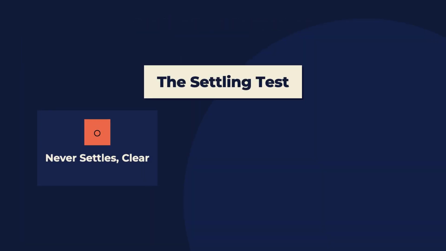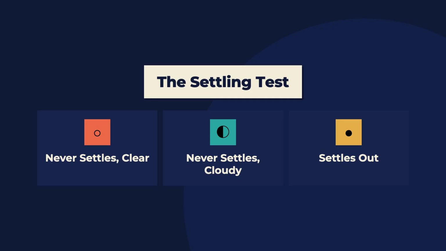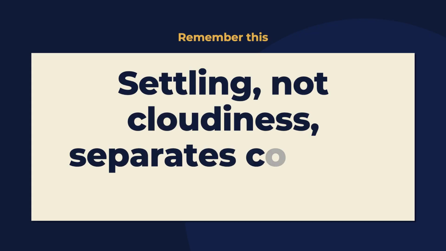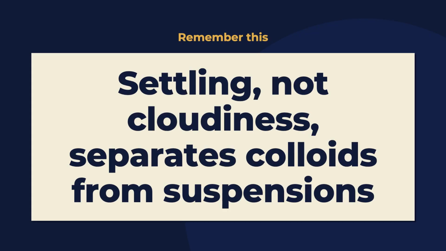Rather than memorizing particle sizes, use the settling test. Never settles and transparent means solution. Never settles and cloudy means colloid. Settles out means suspension. And this is exactly why the standing tube, not appearance alone, is the reliable clue. The trap is assuming cloudy always means suspension. Cloudiness only tells solutions apart from colloids. It's settling that tells colloids apart from suspensions.